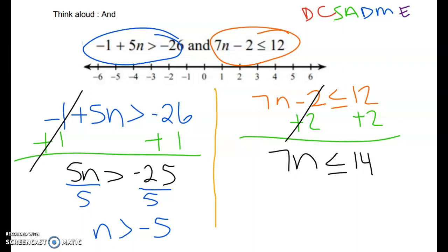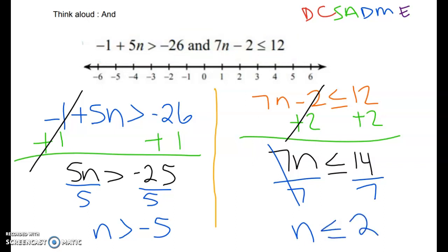My last thing to do is to divide by that coefficient of 7. So I'm going to divide by 7 on each side. So this would be eliminated, and I'm left with n. I didn't divide by a negative, so the inequality sign stays the same. n is less than or equal to 2. Got my n's for both of these equations. I'm now ready to start graphing it on the number line.